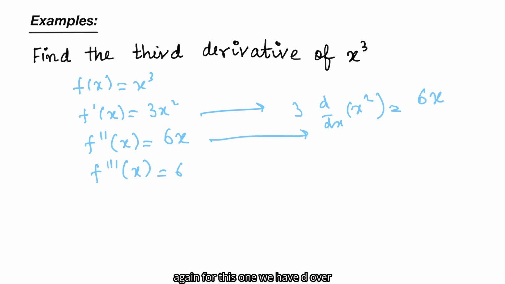And again for this one we have d over dx 6x. Now 6 comes outside, d over dx x, and the derivative of the variable is 1, so we have 6 as our final answer.